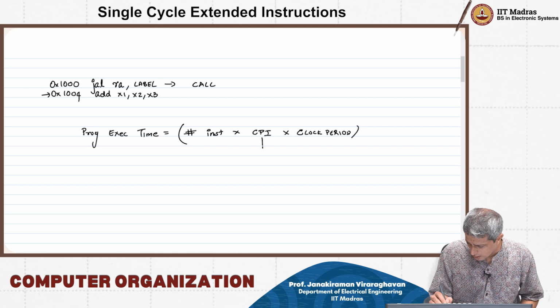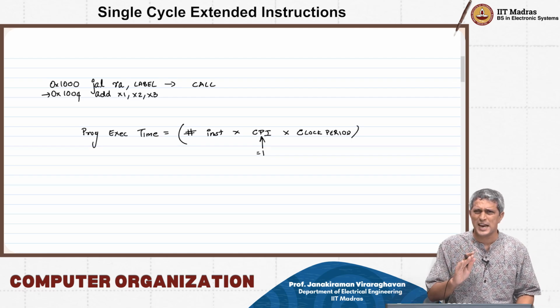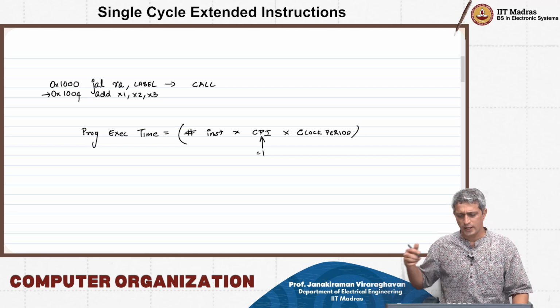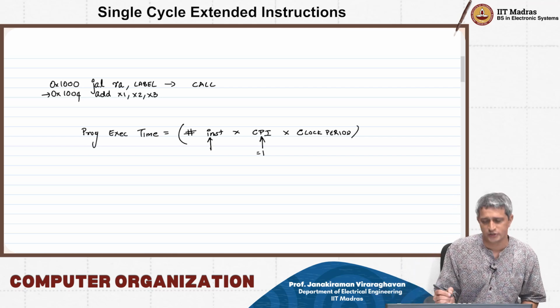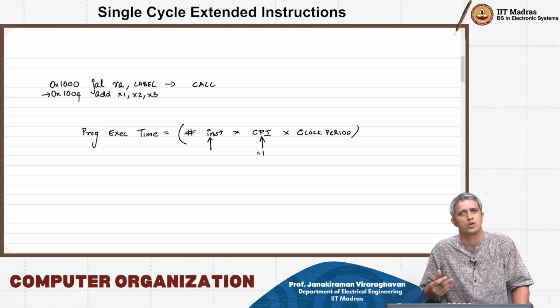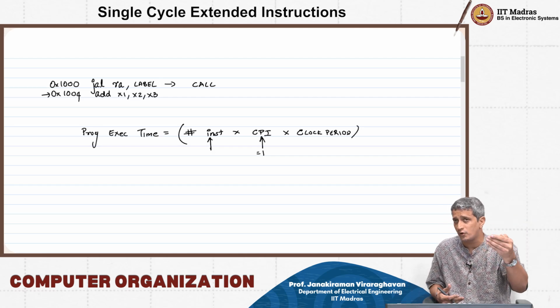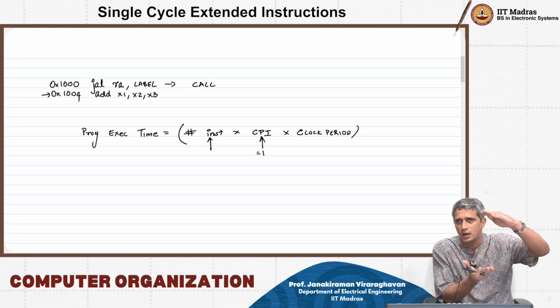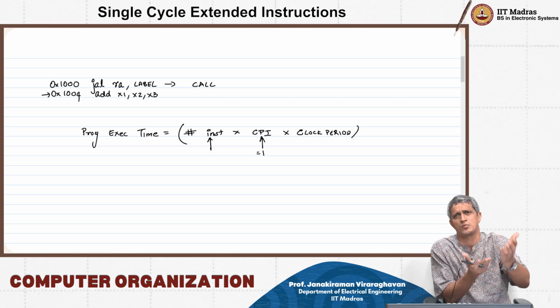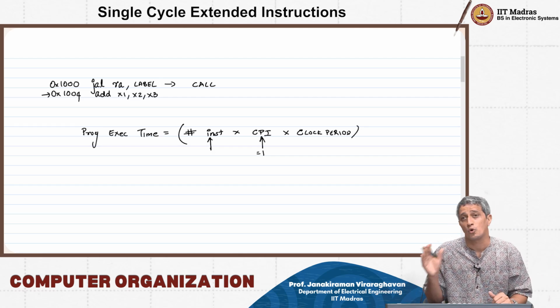Okay, so it turns out CPI is equal to 1 for a single cycle processor for any instruction. So therefore, if I give you a bunch of instructions, it's just the number of instructions into the clock period. So you take x86, you compile the code, you get a bunch of instructions. Like I told you, the x86 will most likely produce an assembly code snippet or a machine code snippet which is smaller than that of the RISC. Fewer instructions compared to RISC.